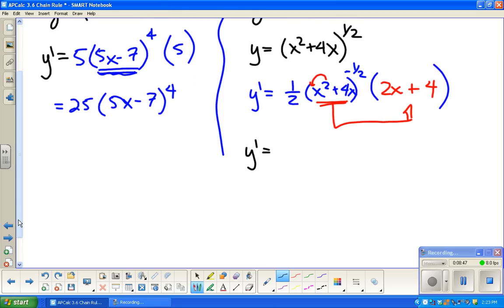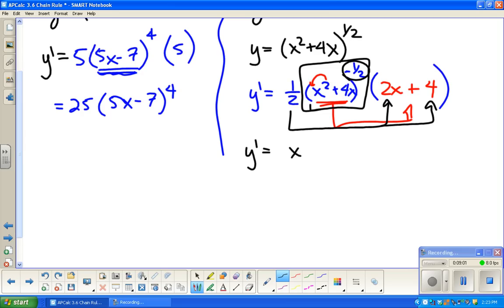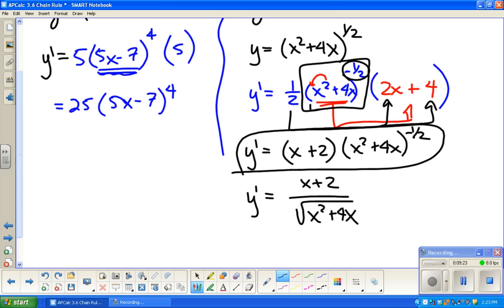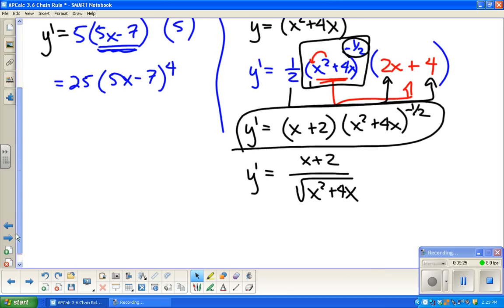I can't distribute 1/2 across this because I have this lovely exponent here. But I do have some multiples of 2 here that I can divide out. So 1/2 times 2x is going to be x. 1/2 times 4 is 2. And so this then becomes x plus 2 times x squared plus 4x to the negative 1/2. This is fine. Just one more way that your book would probably leave this: x plus 2 over the square root of x squared plus 4x. And you ask yourself, why did he just put that in the denominator? And why is it a square root?